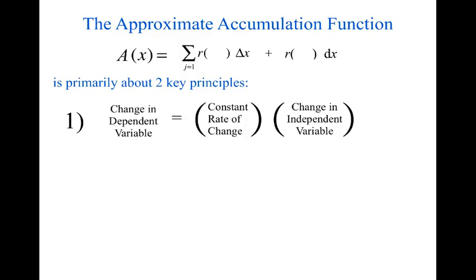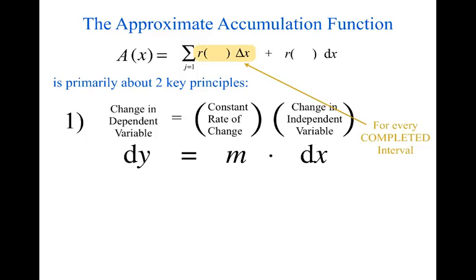The first is change in dependent is the constant rate times the change in independent, or dy equals m dx. This is the first really important principle that's building this function. Where do we see that? Where do you see m dx being a little change in y? Everywhere. There it is.